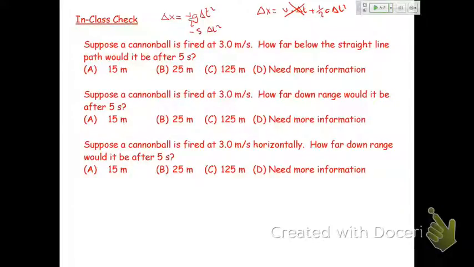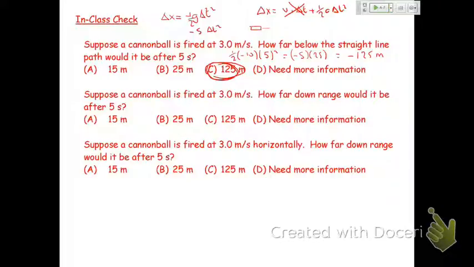So what we'd say here is, for suppose a cannonball is fired at 3 meters per second, how far below the straight line? Well, this question is not a good question. It's not clear. I wrote it a long time ago. Suppose a cannonball is fired sideways at 3 meters per second. Then how far below? It would be 1/2 times minus 10 times 5 squared, which equals minus 5 times 25, which equals minus 125 meters. So that's what I'm trying to get at: it falls a long, long way in 5 seconds.